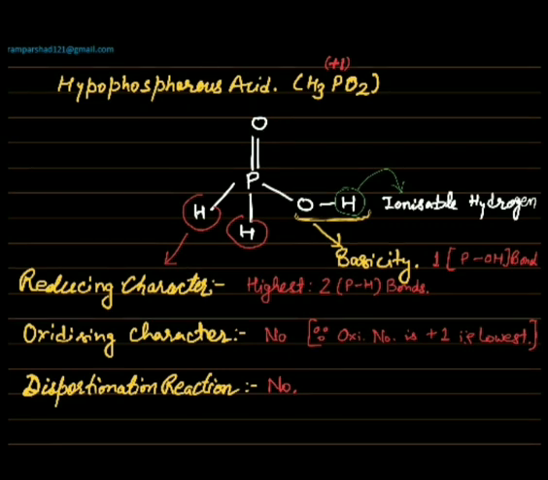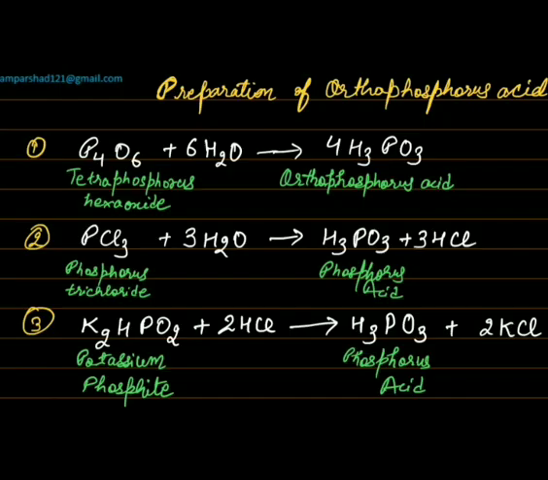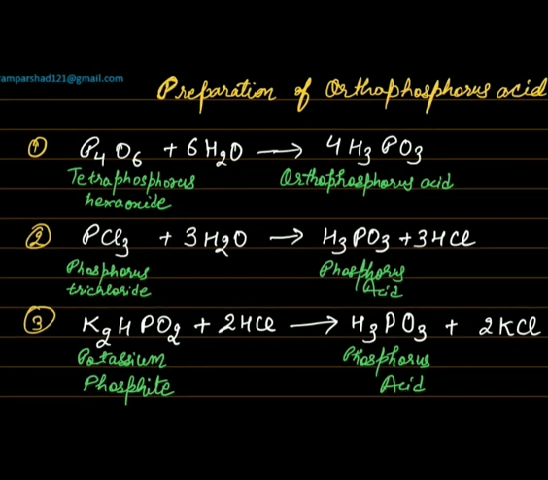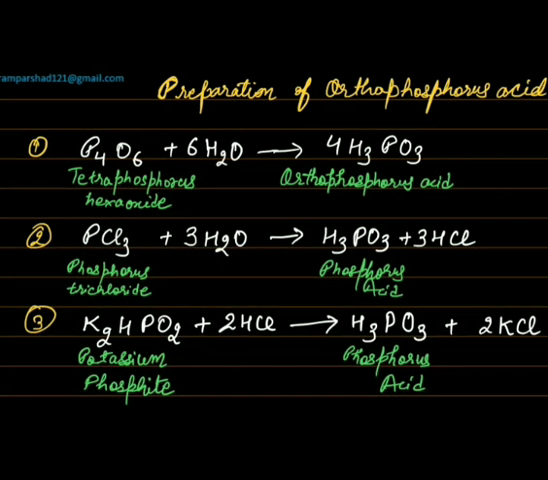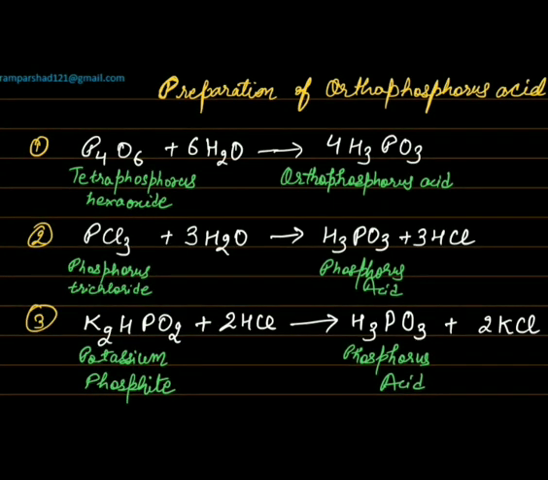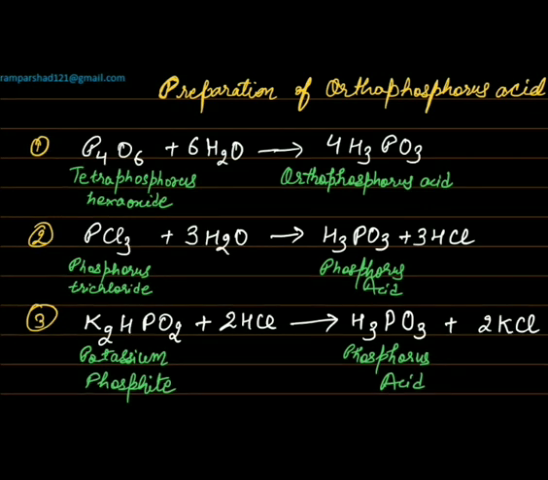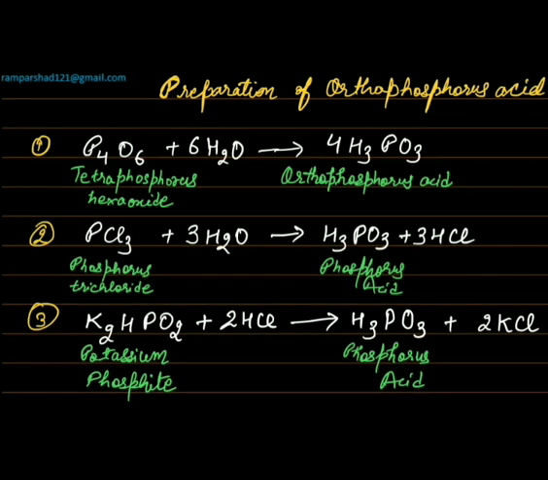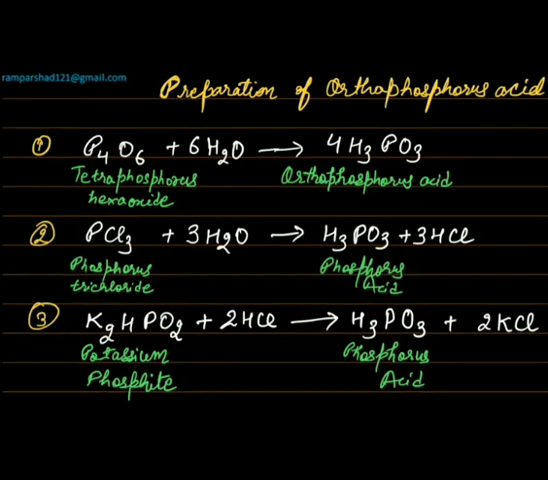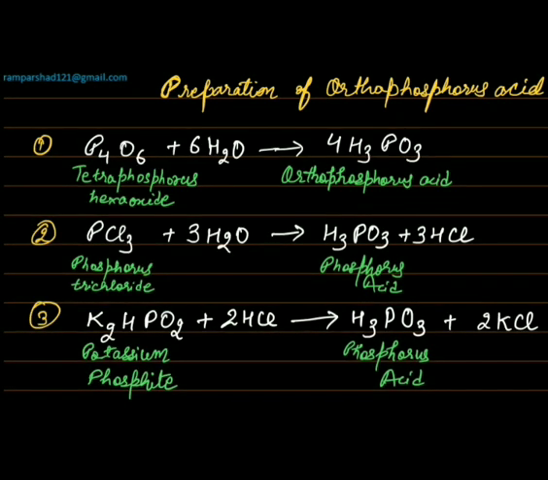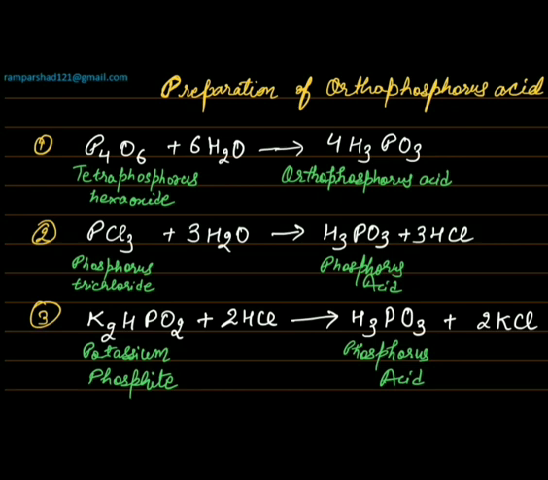Now the next acid is phosphorus acid. It has the formula H3PO3, and the oxidation number of phosphorus is +3. It can be prepared from diphosphorus trioxide by its hydrolysis, or we can prepare it by the hydrolysis of tetraphosphorus hexoxide with water. In this way we get phosphorus acid.